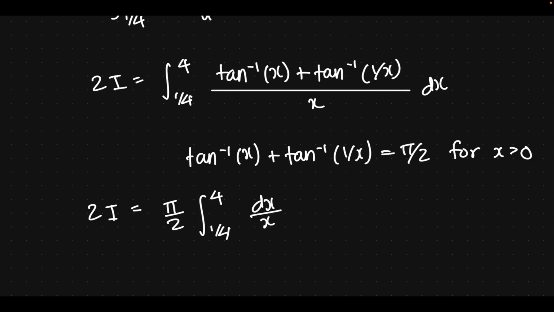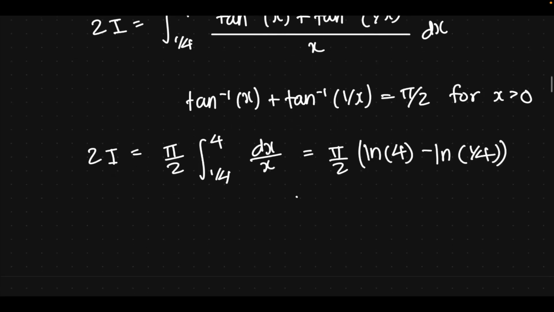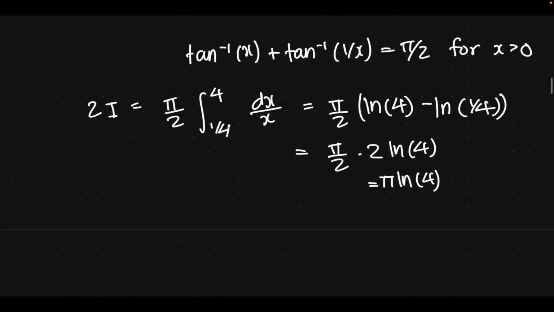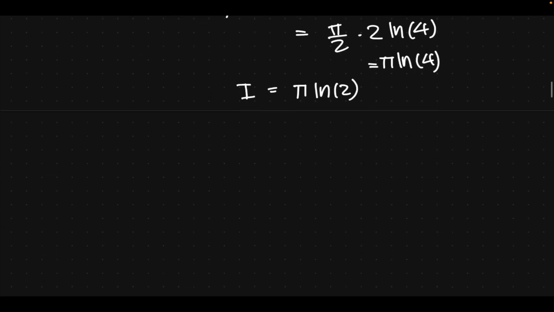dx over x, which is this natural log. So we have natural log of 4 minus natural log of 1 over 4. We can use the properties of natural log to give us pi over 2 times natural log of 4. The 2's cancel. We have pi times natural log of 4, but we have to divide by the 2 because we had 2I over there. So we have pi ln 2 because natural log of 4 is 2 squared, and we'll have 2 ln 2, and that 2 will cancel with that 2. So that's the end of that one.